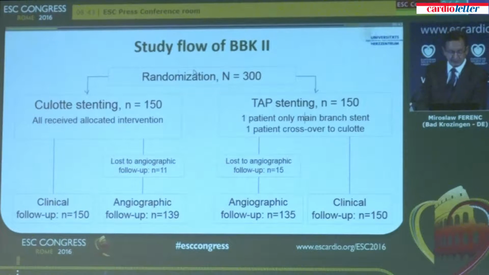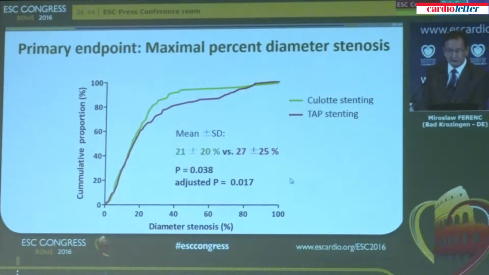We randomized 300 patients, 150 to Culotte stenting and 150 to TAP stenting. As you can see, we have some small loss to angiographic follow-up, but still around 90% of patients got follow-up angiography, which is an important point because the primary endpoint was an angiographic endpoint. And we have complete clinical follow-up for all study patients. This is the primary endpoint. As you can see, it was statistically significant, favoring Culotte stenting, with a mean maximal percent diameter stenosis of 21% after Culotte versus 27% after TAP stenting. A significant p-value was obtained even after adjustment for some minor differences in baseline variables.